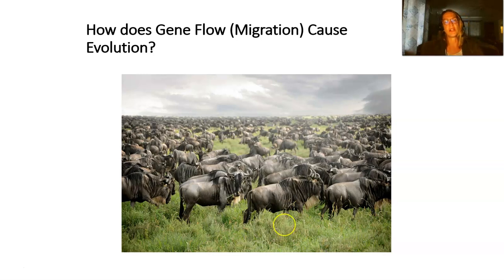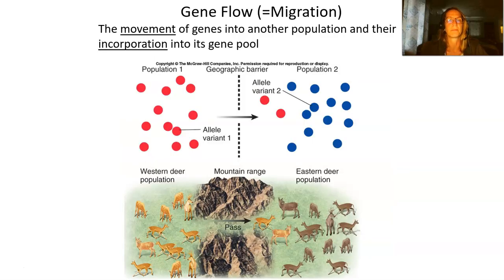So now we're going to talk about gene flow and how gene flow or migration can cause evolution. And again, we are just talking about changes in allele frequencies from one generation to the next. So gene flow and migration are sort of used synonymously. They sort of mean the same thing, but gene flow is talking about specific movements of alleles, and migration is really talking about specific movement of individuals, of organisms.